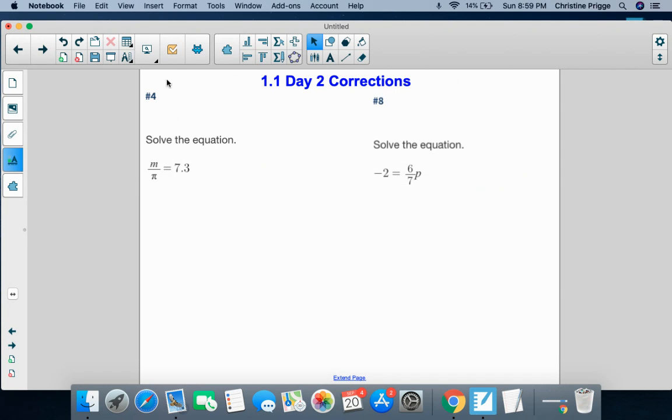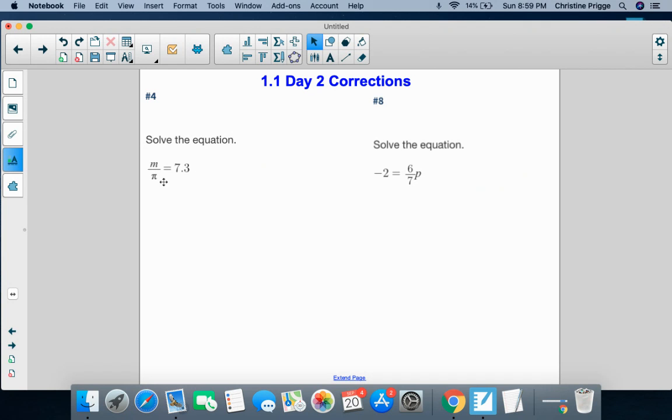1.1 day 2, I noticed that number 4 and number 8 were problems for people. Again, number 4 has to deal with the pi symbol, but it also has to deal with division of a number to isolate a variable.